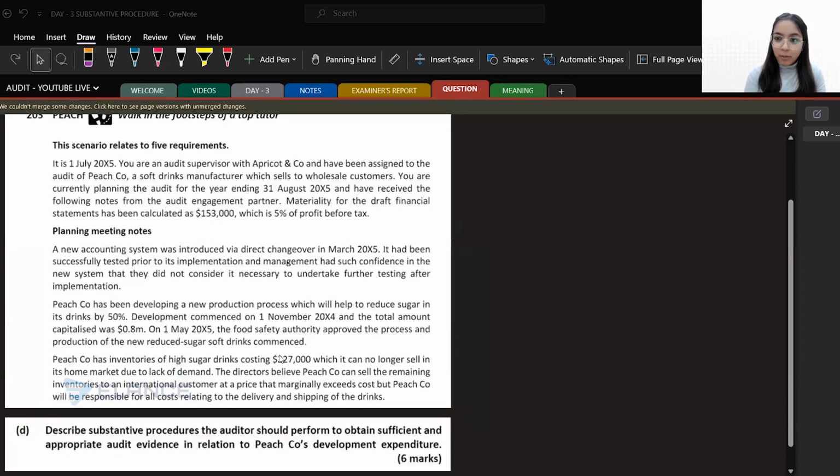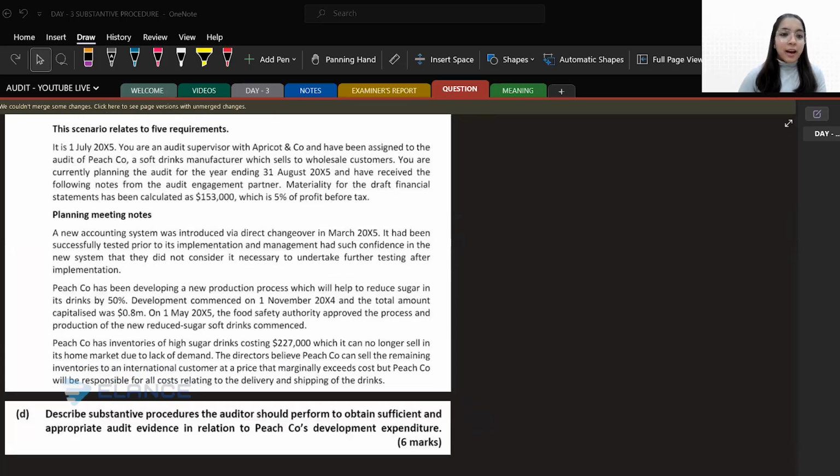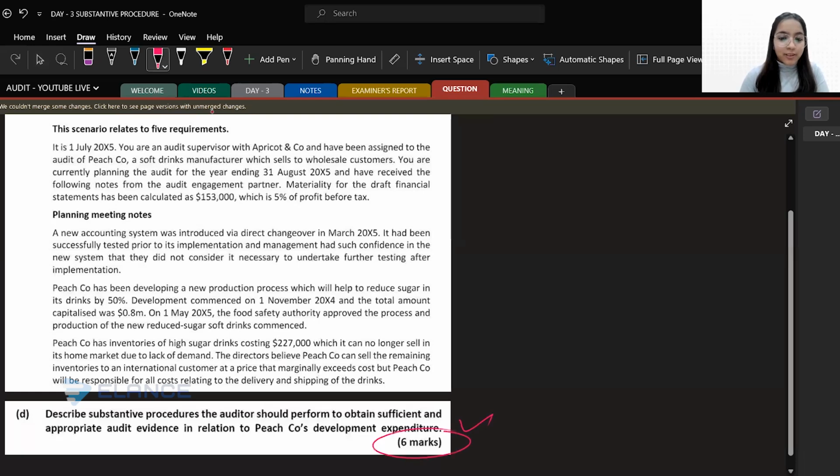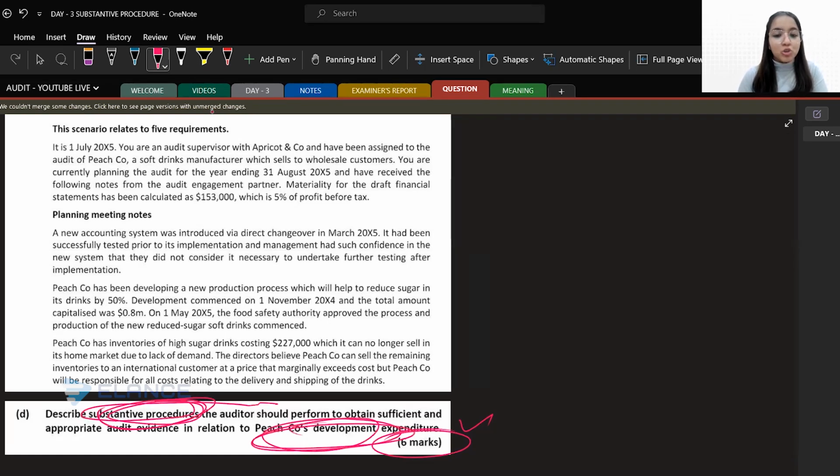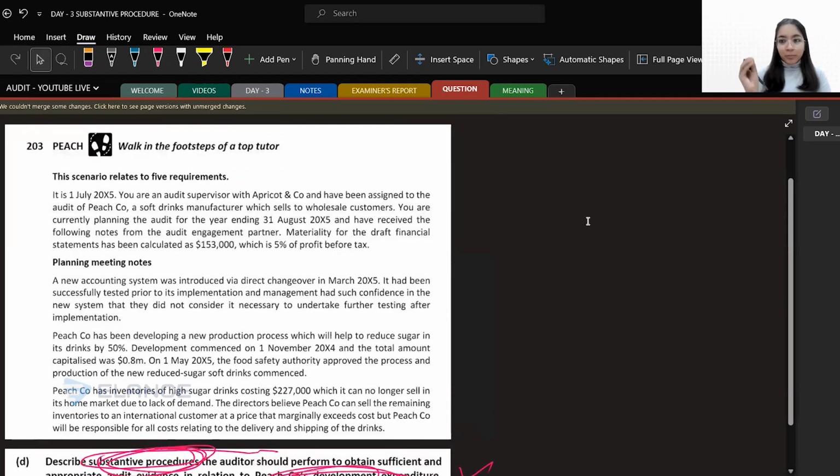Date and material amount. Okay. Now let's read it from the perspective of this. So this has 6 marks, which says the substantive procedures that the auditor needs to perform in relation to the development expenditure. Guys, I'll tell you the best approach.